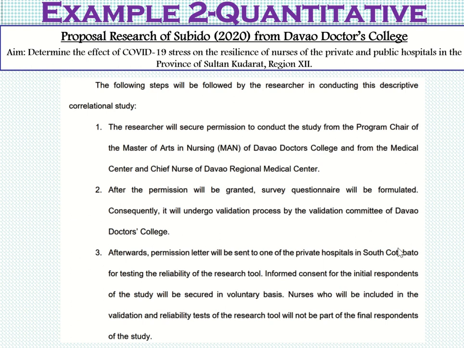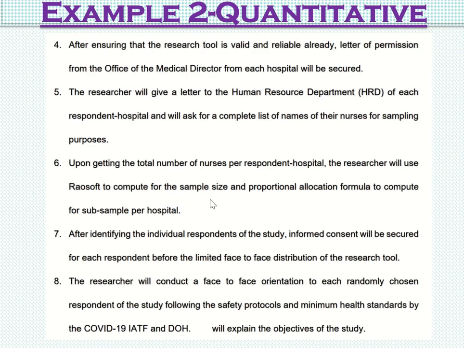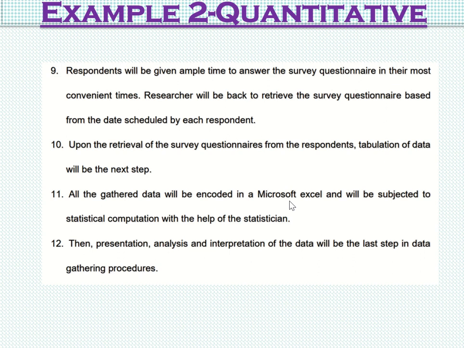So example number 2 from Subido 2020. So in this example, naka-number yung steps that the researcher will observe. So you may also do the same para mas clear or organized mapakita yung data collection procedure na gagawin nyo. So ito, continuation. Itong study kasi na to is 2020. So this is during COVID-19 pandemic. Kaya you can see here the IATF or DOH protocols to be observed during pandemic. And continuation pa rin ng example number 2 ni Subido 2020. So again, this is for your reference. Kindly read na lang para mas ma-enlighten kayo.